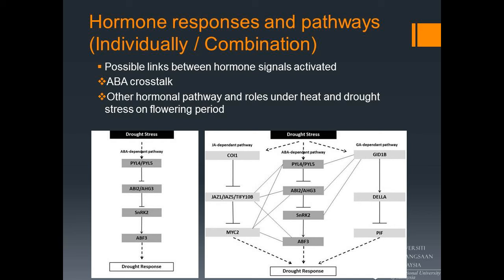As we can see here on the left flow chart, it shows the direct response and pathway for ABA, starting with the drought stress and then the ABA-dependent pathway receptors PYL and PYR, and then straight to drought responses. Whereas on the right side, the box is the ABA crosstalk under heat and drought stress, which involves other hormones such as jasmonic acid and gibberellic acid.